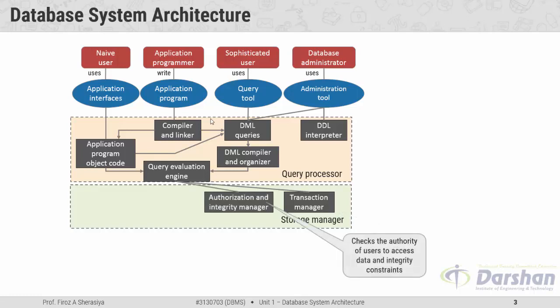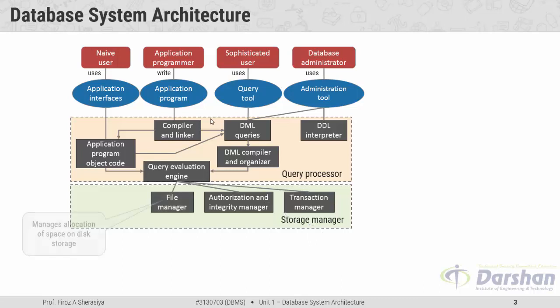Next, move further, authorization and integrity manager. The authorization manager will check the authority of the user to access the data and will prevent access if the user is not authorized to access your database. And the integrity manager will check whether the user satisfies the business rules or not.